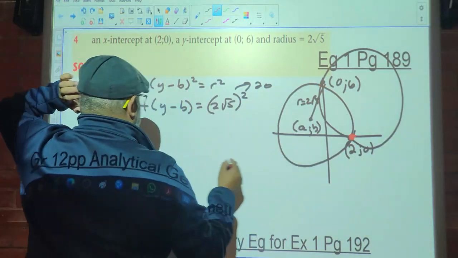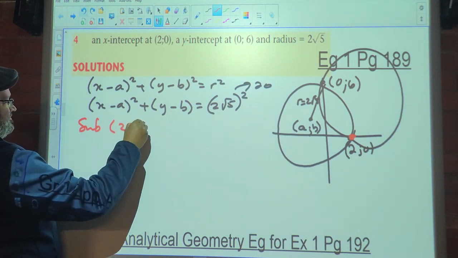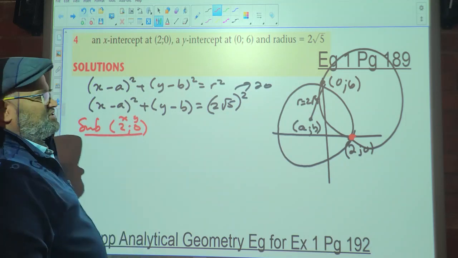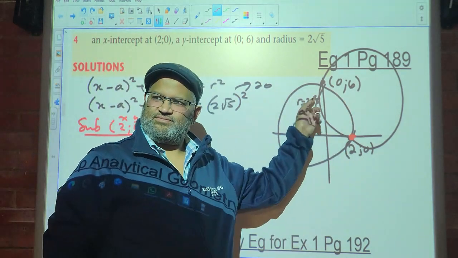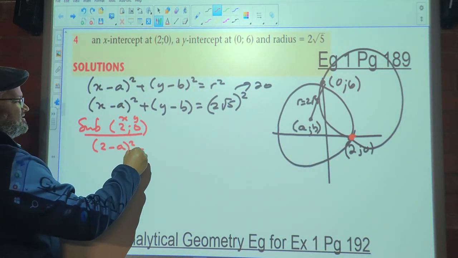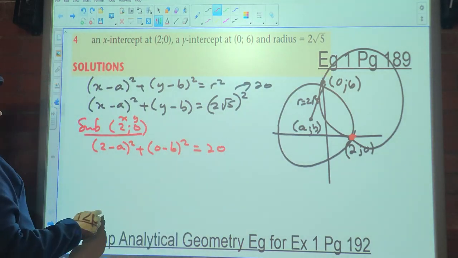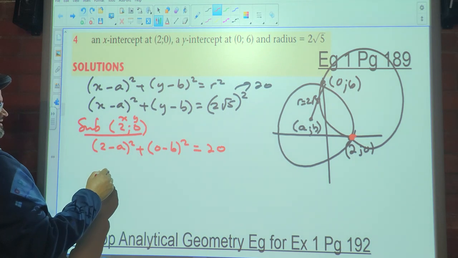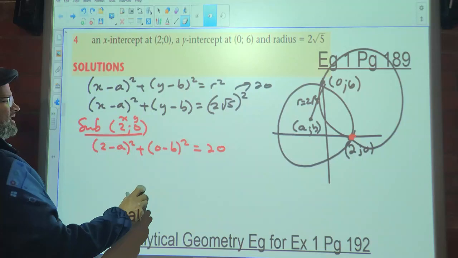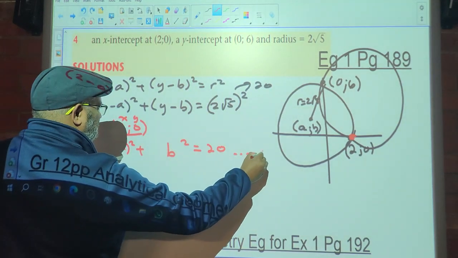I'll mark this red. So we'll substitute 2 and 0. Remembering this is what is this? X and a 1. Why? So it's lying on the circumference of the circle. You see that before? So that's going to be 2 minus a squared plus 0 minus b squared is equal to 20. When you simplify this, it's going to be 2 minus a squared plus b squared is equal to 20. And this is the equation.